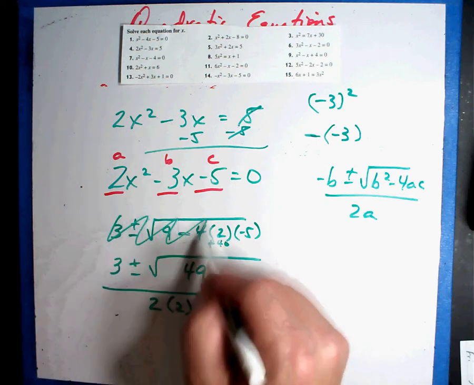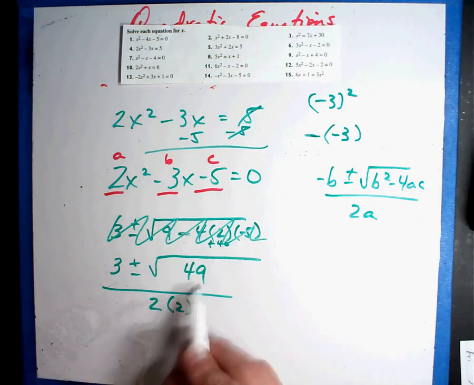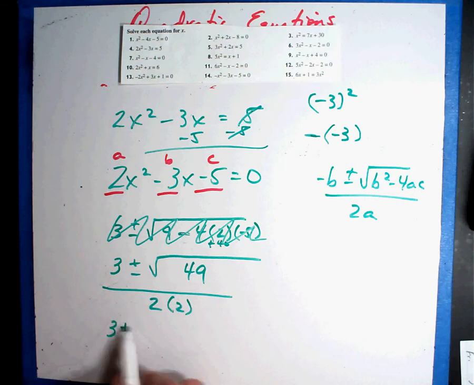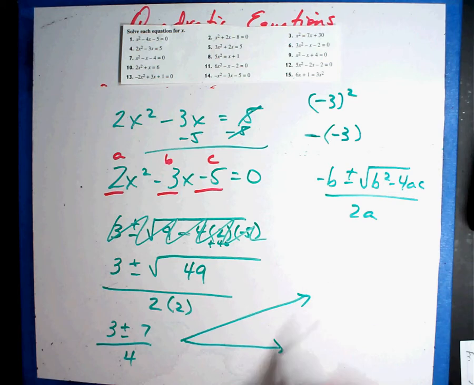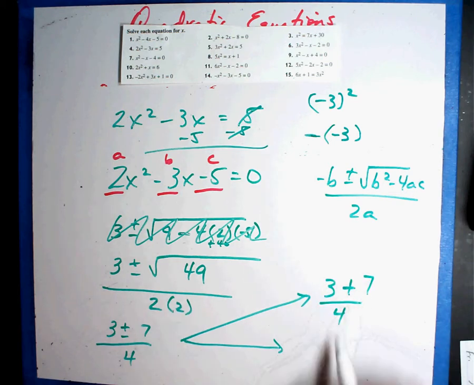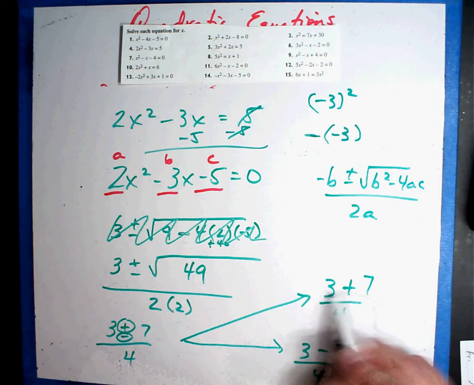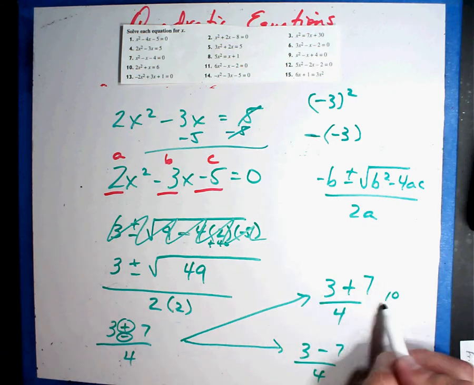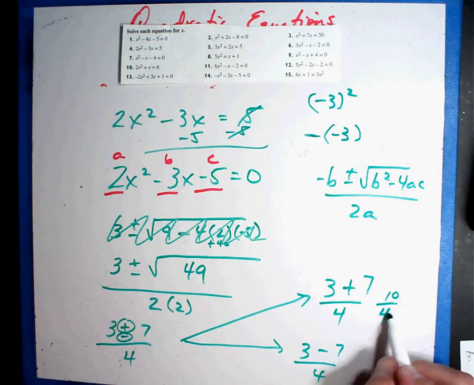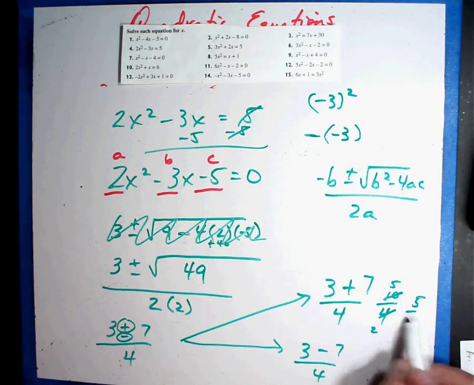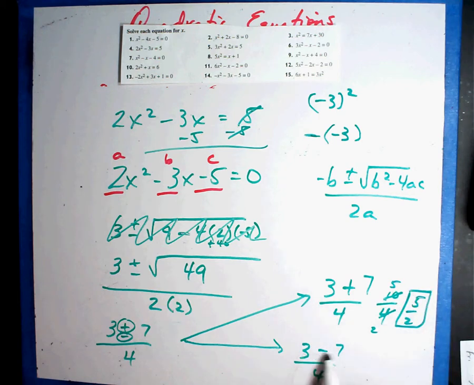I can make it even easier because the square root of 49 is 7, because 7 times 7 is 49, so I don't need the square root anymore. 3 plus or minus 7 over 4. So I'm going to have two answers: 3 plus 7 over 4, and 3 minus 7 over 4. So 3 and 7 is 10 over 4. I see real quick there's a 2 in both of those. If I take out a 2, that becomes 5 halves. That's one answer. And 3 minus 7 is minus 4 over 4. The 4's cancel, minus 1. There are my two answers: 5 halves and negative 1.